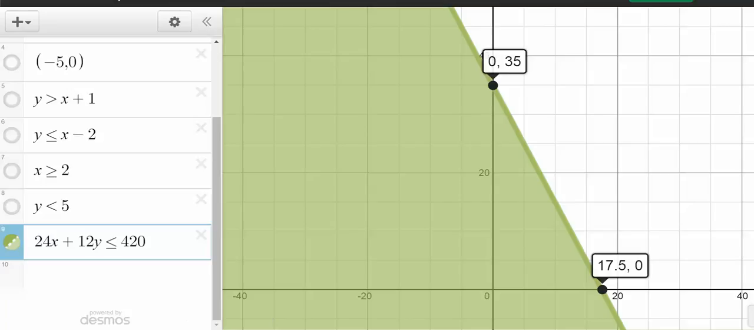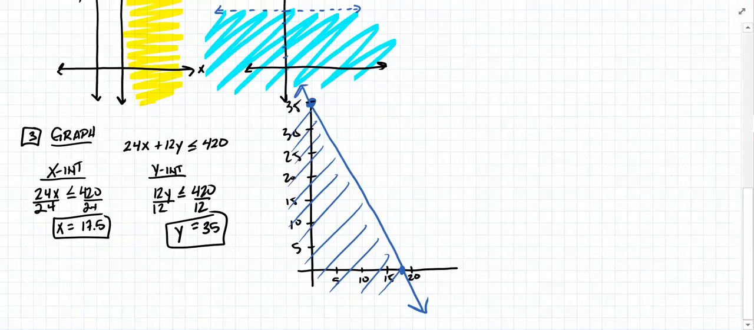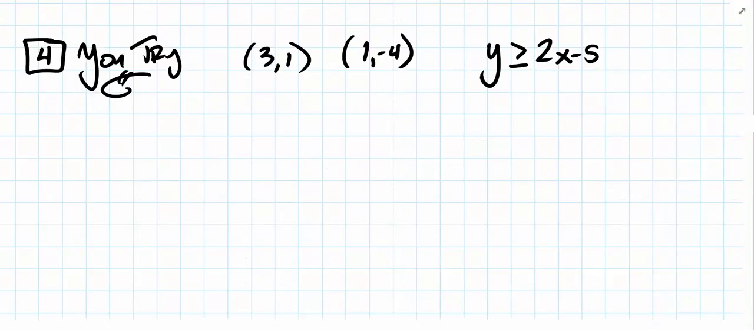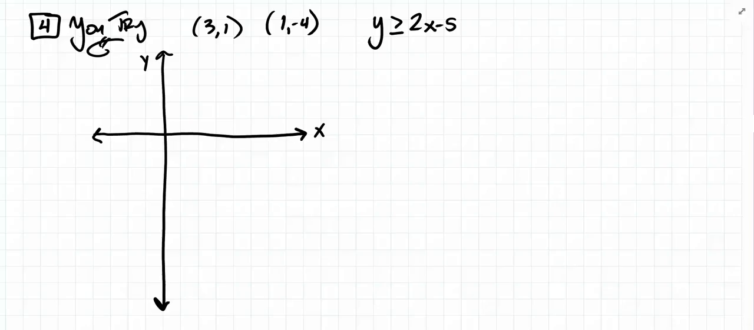Okay, I've given you 2 points, 3, 1, and 1, -4. I would like you to graph the inequality, and graph both points, and tell me whether or not each of those points is a solution to the inequality. Okay, let's talk about this together. You should be able to graph this by hand. It is a line, and it's in slope-intercept form, so it's pretty simple to figure out.